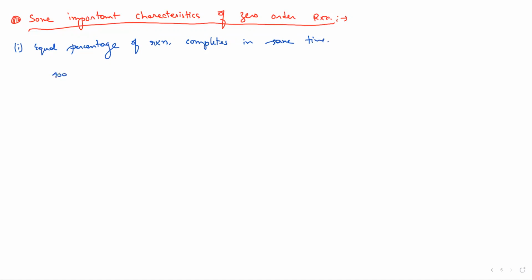Like if this one is 100, after 10 minutes, 10 dissociation takes place. We get 90. Again, in 10 minutes, dissociation of 10 happens. Again, 10 minutes, dissociation of 10 happens. So equal, not equal percentage, equal amount. So just write down: equal amount of reaction completes at the same time.